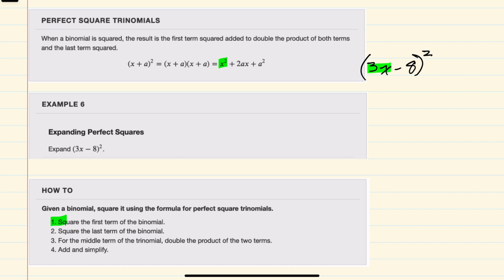Our first term is 3x. So we want to square that in its entirety. So we're squaring both the 3, which gives us 9, and we're squaring the x, which gives us x squared. So in our first step, we've squared the first term.